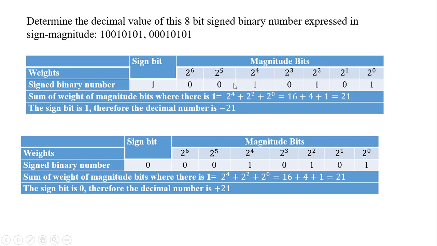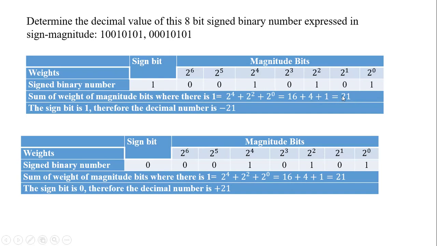This is the given signed binary number. Sum the weights of magnitude bits where there is 1. So 2 raised to power 4, because this bit is 1, plus 2 raised to power 2 because this bit is 1, and 2 raised to power 0 because this bit is 1. So 16 plus 4 plus 1, so it's equal to 21.